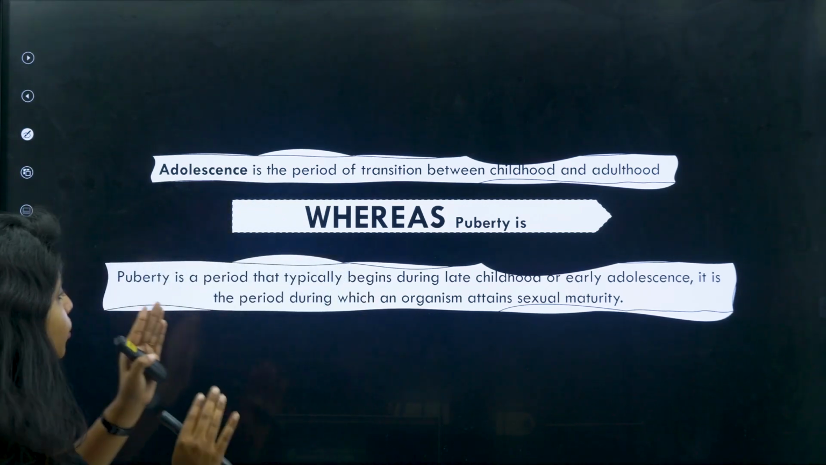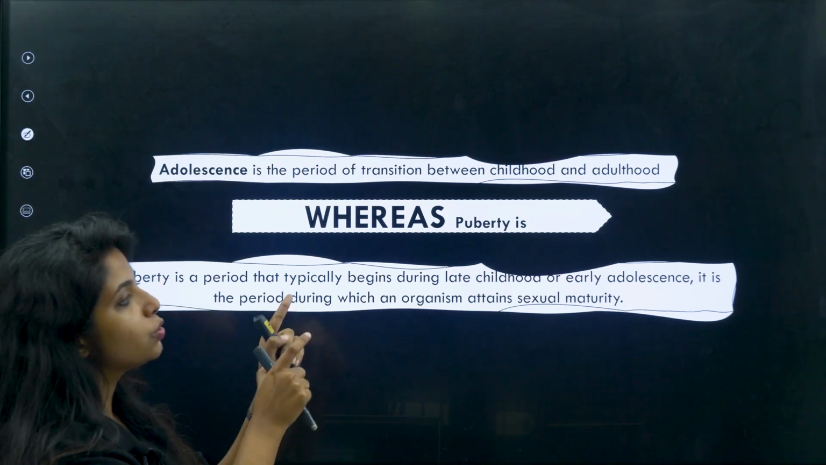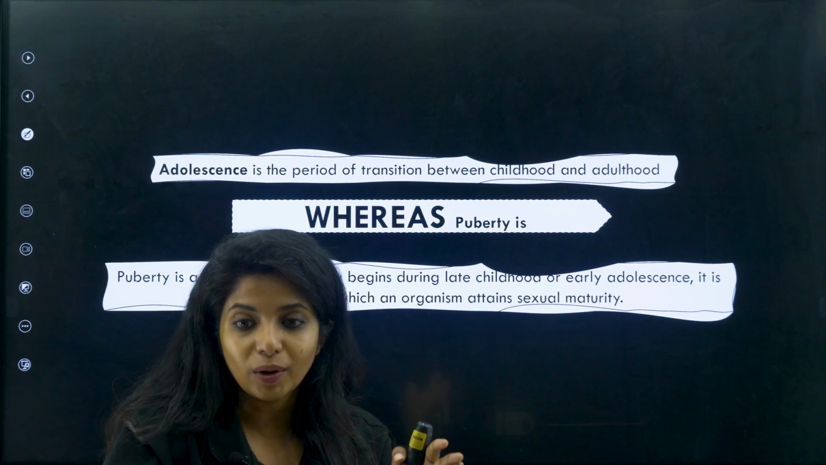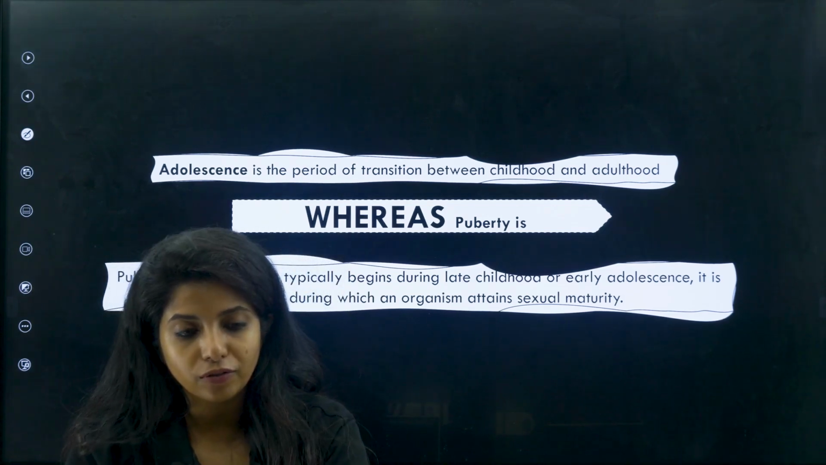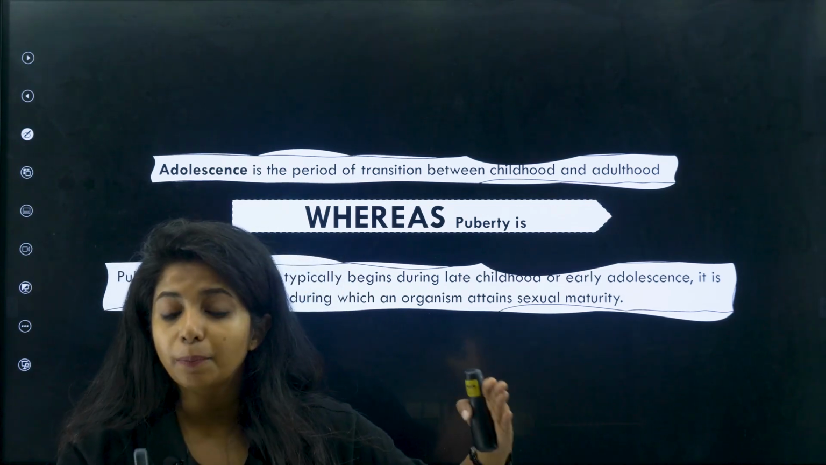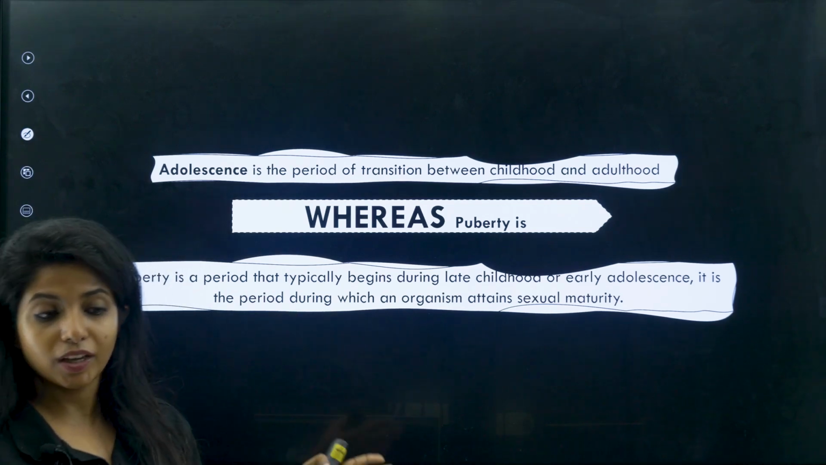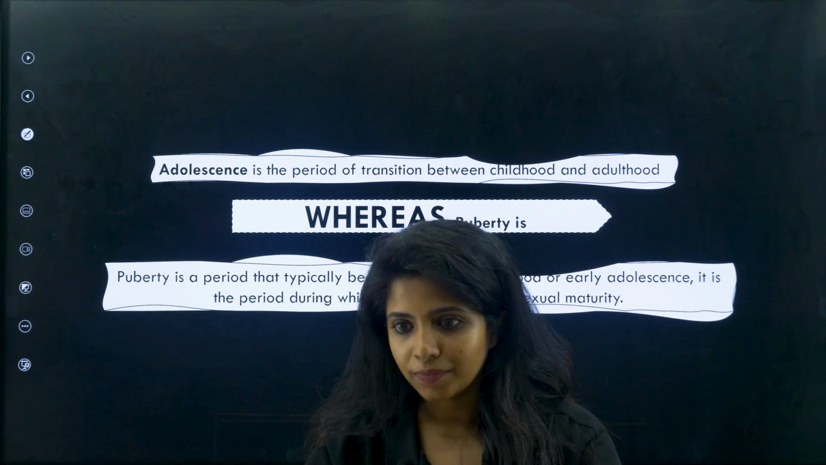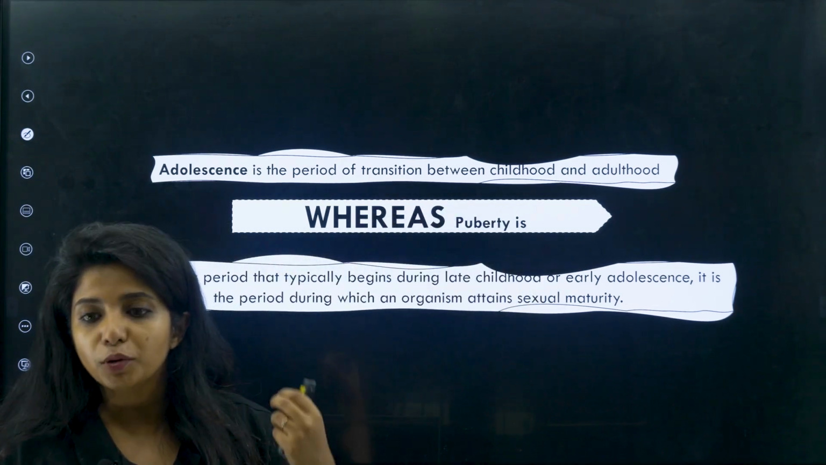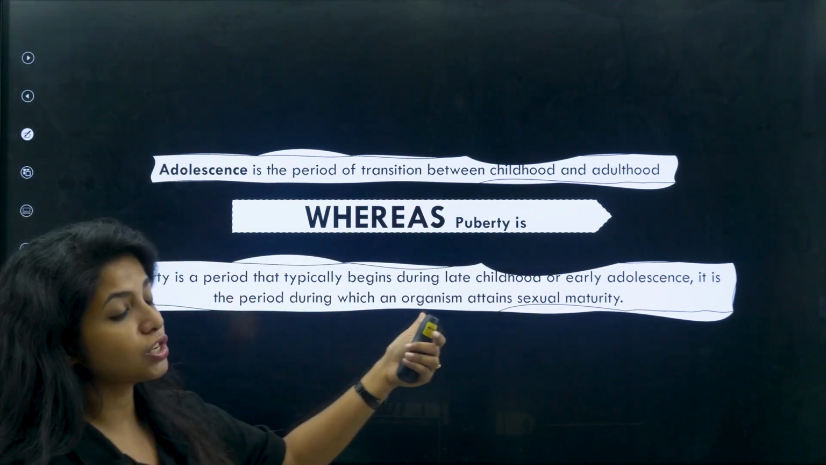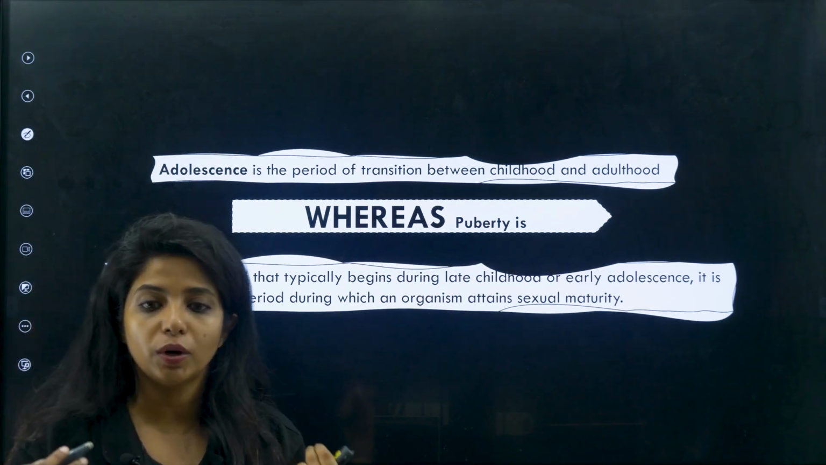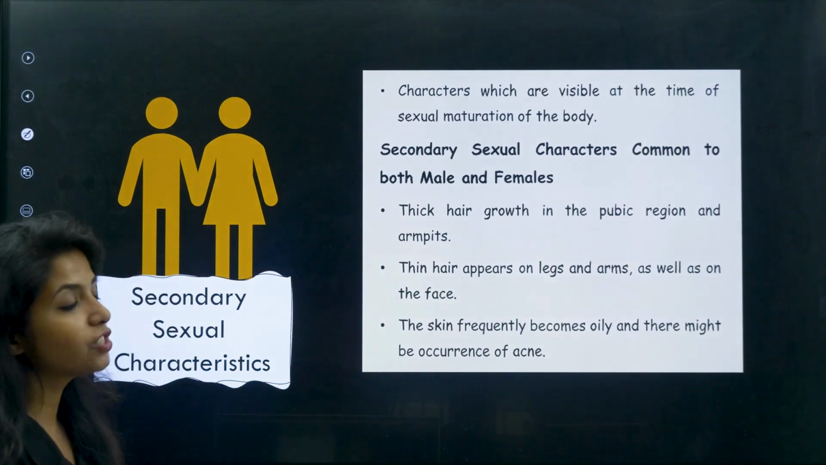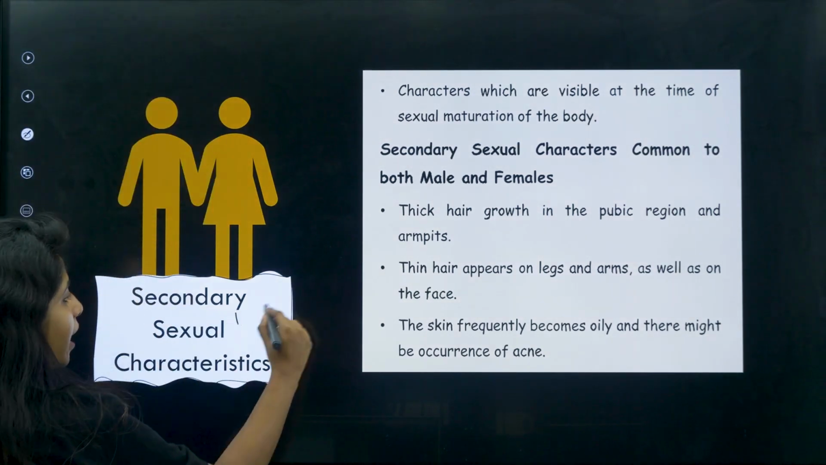Now, puberty is a period that typically begins during late childhood or early adolescence. So once you have transitioned to the adolescent phase, whatever period begins from that point onwards is known as puberty. This is the period during which an organism attains sexual maturity. You will be showing certain changes inside your body, and these changes are known as secondary sexual characteristics.